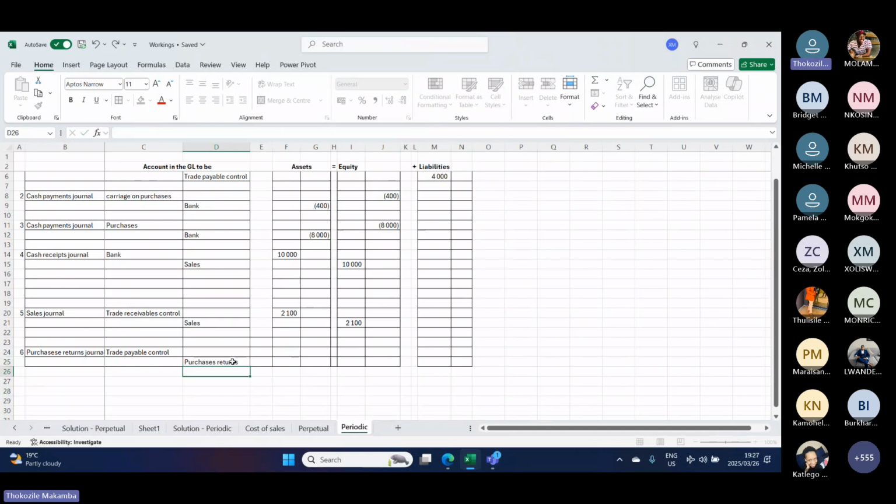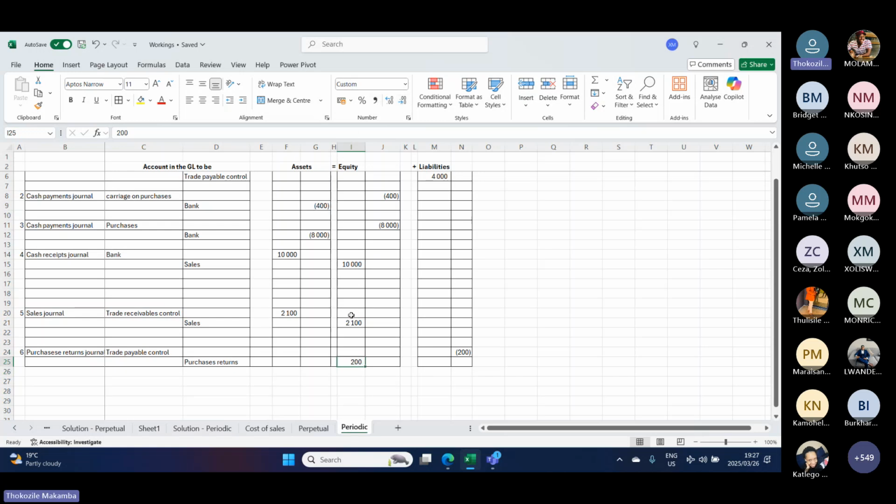Now, when we debit trade payables control, what are we doing? We are reducing our liability, right? So our liability is going down by 200 rand, right? And then remember that the purchases return is no longer an expense, right? So when we recorded purchases, this was an expense. The purchases returns is a reversal of that expense, so therefore our equity is increasing by 200 rand.